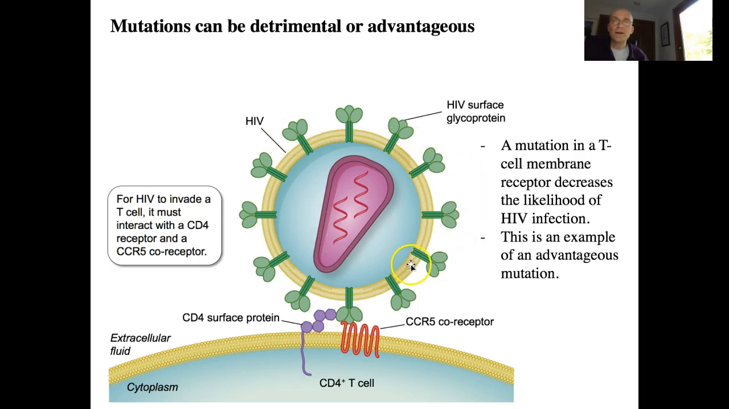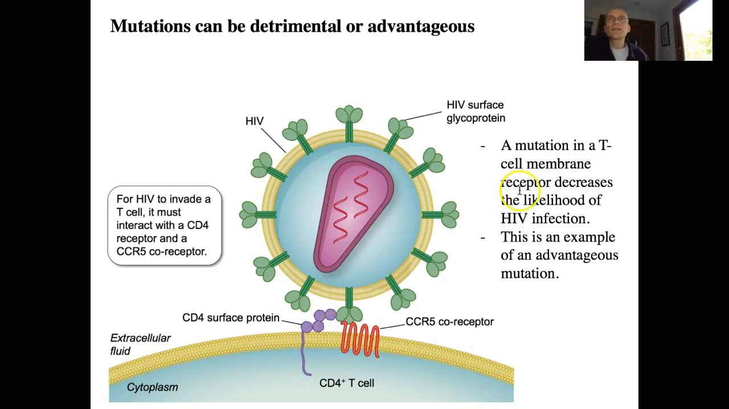The HIV virus, in order to infect the cell, has over evolutionary time adapted to the fact that these receptors are always on the cell, and so it has used that as a way of recognizing that that is the type of cell that it wants to infect, that it is good at infecting. So that's why it says here, for HIV to invade a T cell, it must interact with the CD4 receptor and the CCR5 co-receptor. So this interaction has to occur for the invasion.